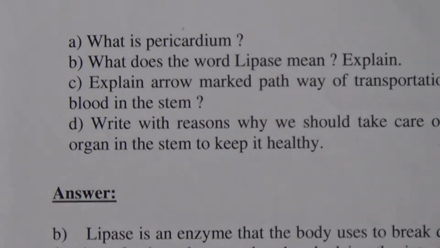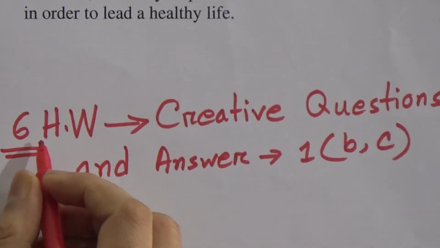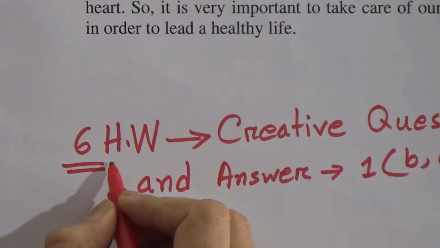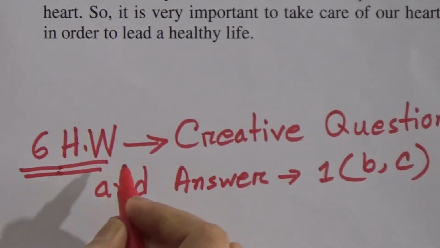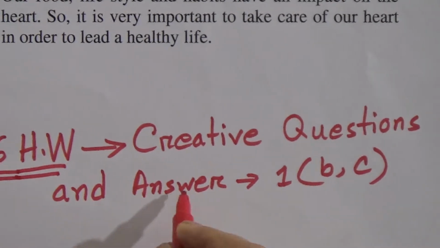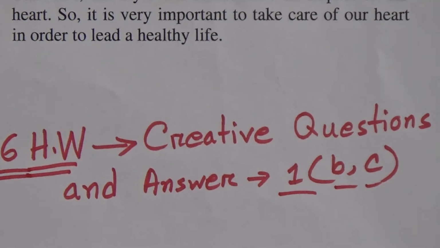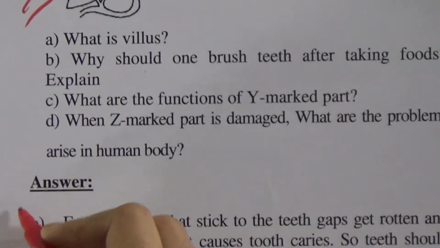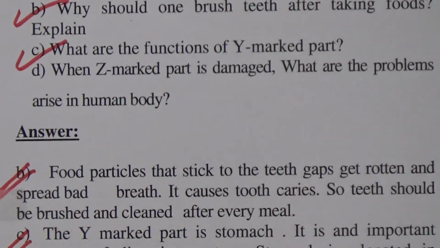So dear student, I will give you some SW. Your SW number is 6 number SW. When you do your SW, please write your SW number on top of your SW copy, and your SW will be creative questions. Answer 1 number, and sub number is B and C. That means here are 2 creative questions and answers, and you have to do 1 number creative question, sub number B and C. That means here is the answer.